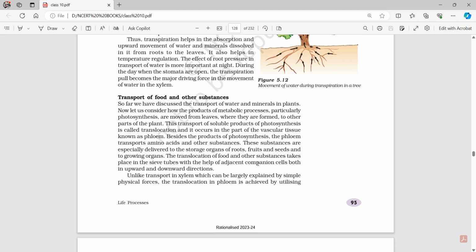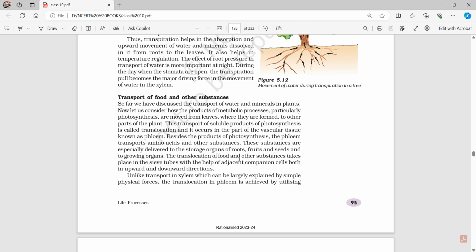Transport of food and other substances. So far, we have discussed the transport of water and minerals in plants. Now, let us consider how the products of metabolic process, particularly photosynthesis, are moved from leaves where they are formed to the other parts of the plant. This transport of soluble products of photosynthesis is called translocation and it occurs in the part of the vascular tissue known as phloem. But besides the product of photosynthesis, phloem transports amino acids and other substances. These substances are especially delivered to the storage organs of roots, fruits, and seeds, and to growing organs.